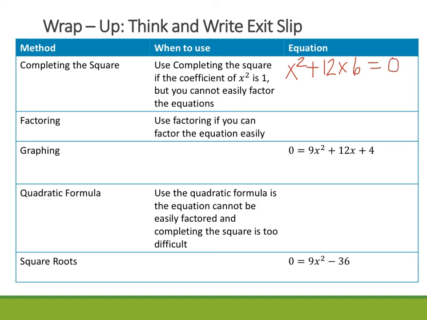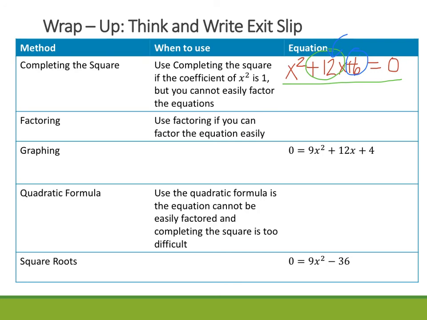Another thing I like to look for to use completing the square is this middle term right here. If it's an even number, that means I can divide it by 2 fairly easily. That's a great time to use completing the square. But notice that this equation cannot be factored, because there are not 2 numbers that multiply to give me 6, but add to give me 12.